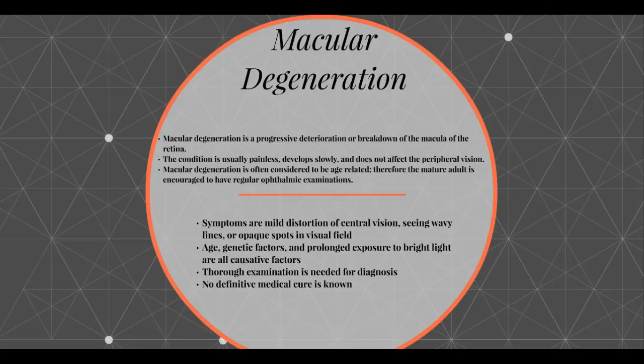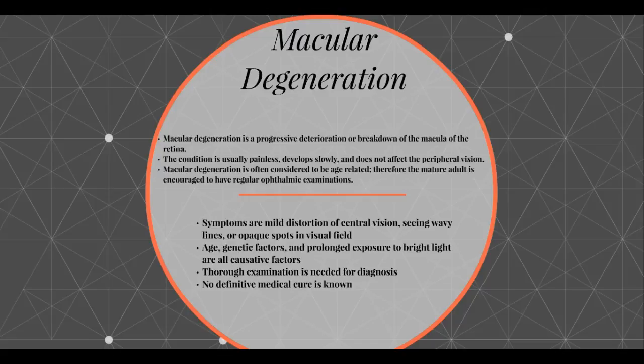Macular degeneration is often considered to be age-related, and therefore the mature adult is encouraged to have regular ophthalmic examinations. So basically with macular degeneration, what happens is it puts a big black spot in the middle of everything they're looking at. So the patient is able to retain their peripheral vision. They can see things on the outskirts of their field of vision, but there's a big black dot in the middle of their field of vision that occludes anything that would be right in front of them.